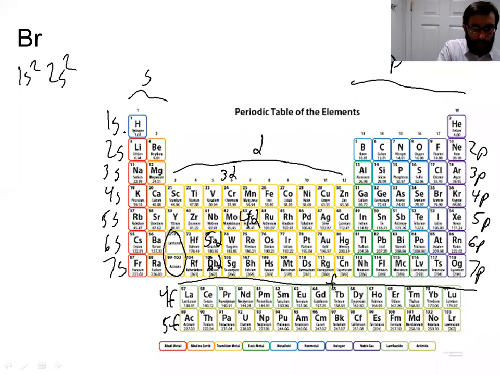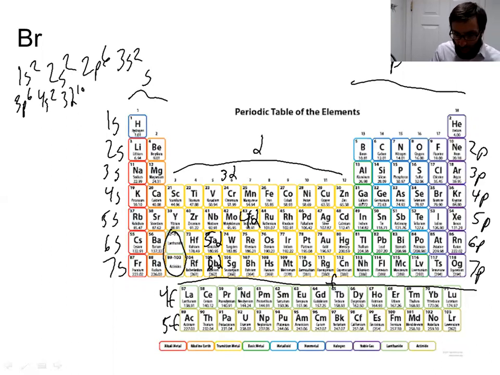2s2, that gets us lithium and beryllium. 2p6, that gets us to neon. 3s2, that gets us to magnesium. 3p6 gets us to argon. This is one long line here. 4s2, that gets us to calcium. 3d10, that gets us to zinc.